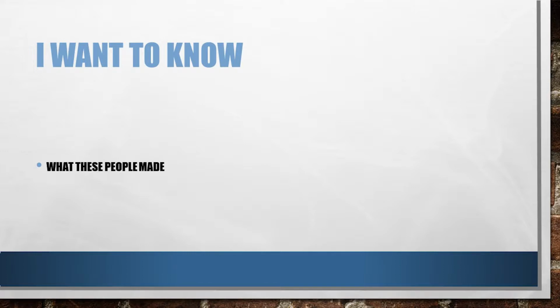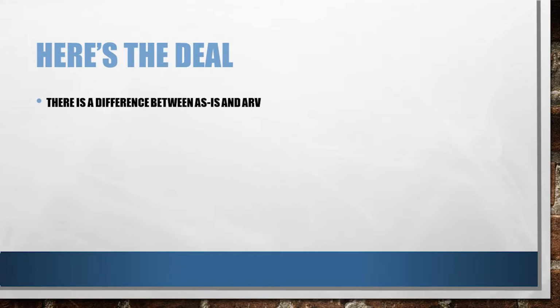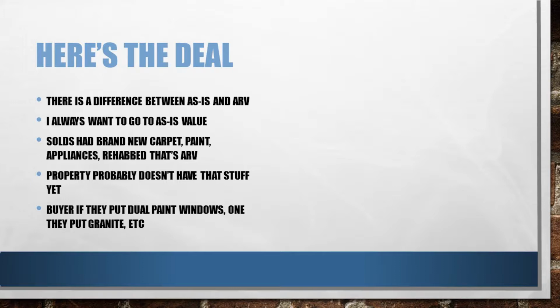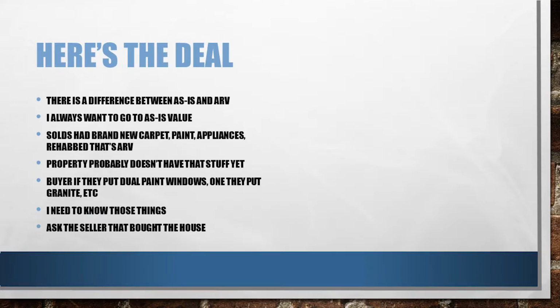I want to know what these people paid, if they'd still buy it again, what was included, because here's the deal. There's a difference between as is and ARV, and I always want to go to as is value. I want to know what the as is value of a property is. So if my 3 just solds all had brand new carpet, brand new paint, brand new appliances, they were rehabbed, that's ARV. That's absolutely ARV. And I need to know that because my property probably doesn't have that kind of stuff yet. Then the seller that sold it to the buyer, if they put dual pane windows in it, one of them did that. Maybe on one they put granite, the other one they left Formica, and the other one has Corian. Well, I need to know those things, and the only way to know those things is ask the seller that bought the house. So I'm going to interview.